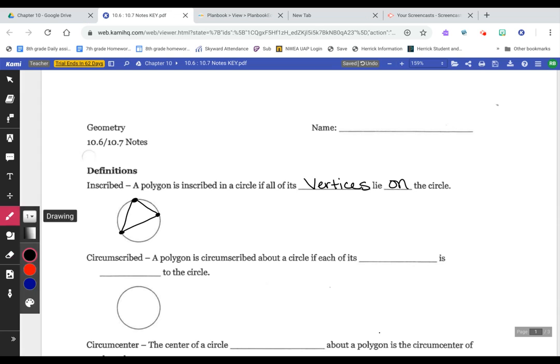Now, for the next term, we have circumscribed. A polygon is circumscribed about a circle if each of its sides is tangent to the circle. So tangent lines means they're only going to touch the circle once. So we'll try to do a quadrilateral. All right, close enough. And that'll be the center, and we can put the center right there.